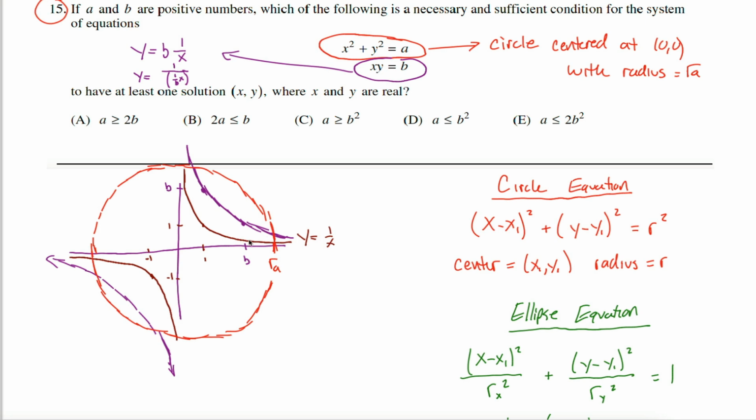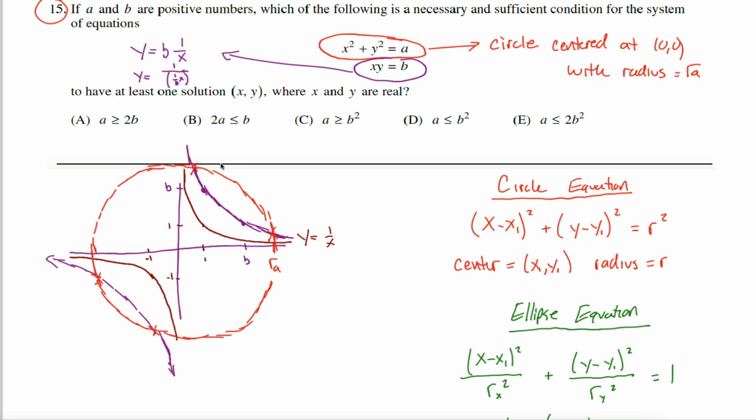The two graphs I'm considering in this problem are the red one and the purple one. And if I choose A and B carefully, I can make this red circle big enough to intersect this purple graph, which would mean it would have a solution. The picture that I've drawn has 4 solutions, right? One up here, one over here, one down here, and one over here.